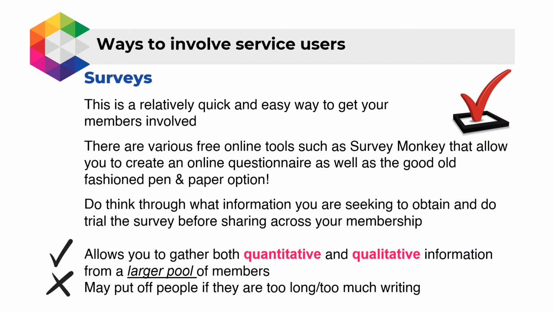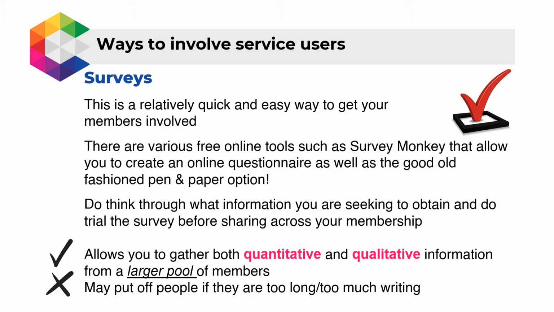So next we're thinking about surveys, and this is a relatively quick and easy way to get your members involved. And there are lots of free tools online such as SurveyMonkey that allow you to create an online questionnaire, and of course there's also good old-fashioned pen and paper. Do think through what information you're seeking to obtain and do trial the survey before sharing it across your membership. So sometimes a particular question you've thought of, you may have a very clear idea in your mind of what information you're asking for, but when you trial it, you discover it's interpreted differently, or the feedback you get isn't what you were expecting or wanting.